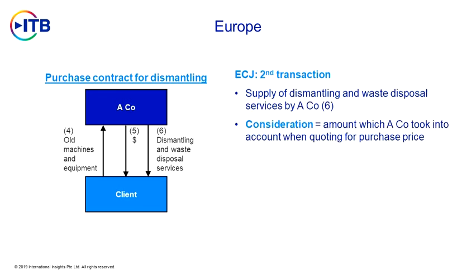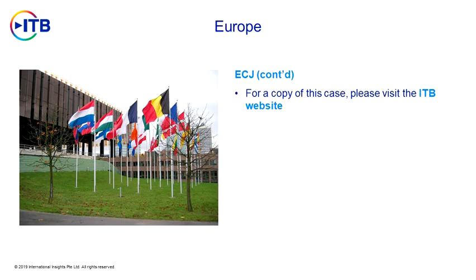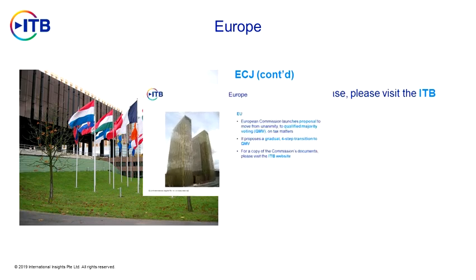And the second transaction is the supply of dismantling and waste disposal services, item 6. The consideration for that supply is the amount which ACO took into account when quoting for the purchase price. For a copy of this case, please go to our website.